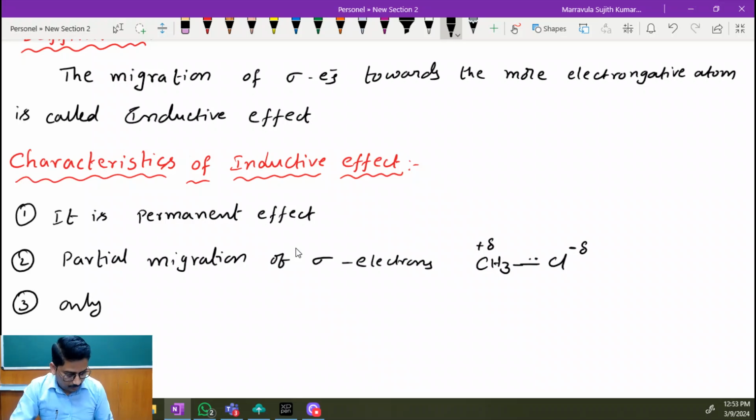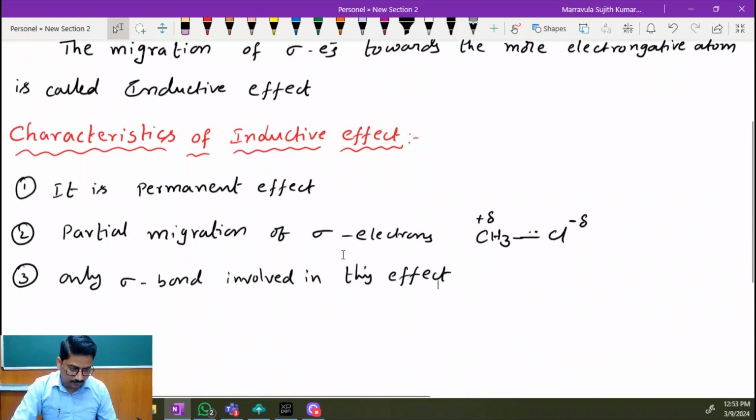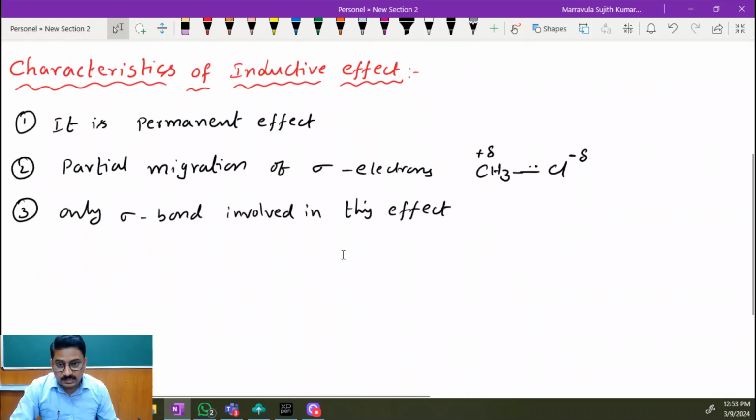And the third one is only sigma bonds are involved in this effect. That is not only for saturated compounds. That is not the meaning. It can operate in both saturated as well as unsaturated compounds, because unsaturated hydrocarbons also contain sigma bonds.